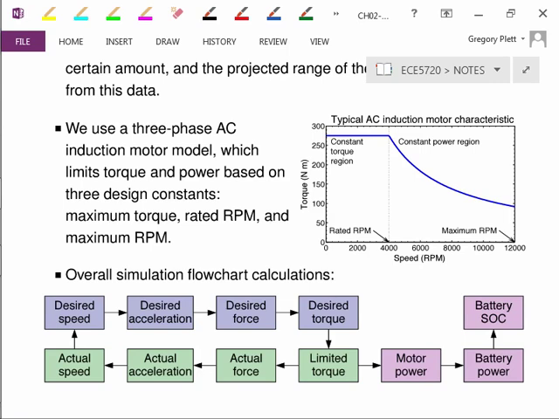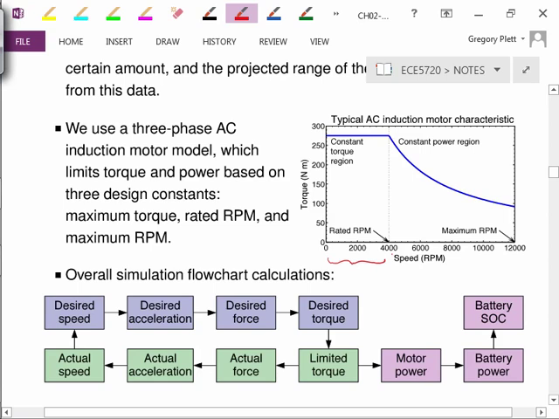We do use an AC induction motor model here, and the AC induction motor has the characteristics shown in the plot where up to a certain speed the motor is able to produce full torque, and in this case the full torque, L max, is about 275 Newton meters. And then at this rated speed, the motor is no longer able to produce full torque. The torque starts to drop off, but we produce constant power. And power equals torque times RPM.